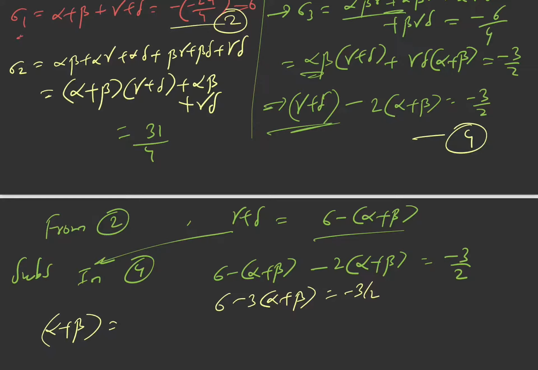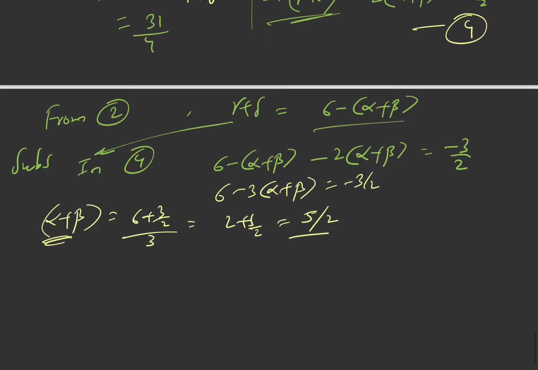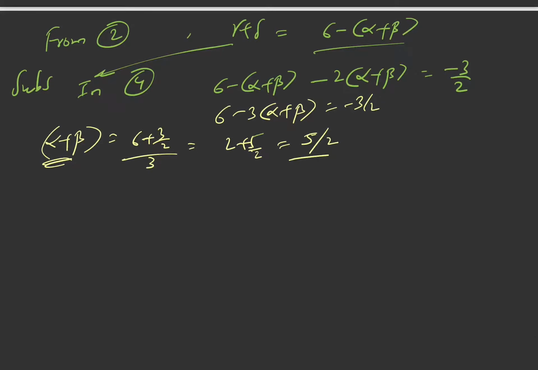And finally, alpha plus beta, what will you get? 6 plus 3 by 2 divided by 3. So this is 2 plus 1 by 2, which is equal to 5 by 2. So you have alpha plus beta is 5 by 2, and you know that alpha beta is 1. So you can solve for alpha and beta. So alpha beta is equal to 1, alpha plus beta is equal to 5 by 2.